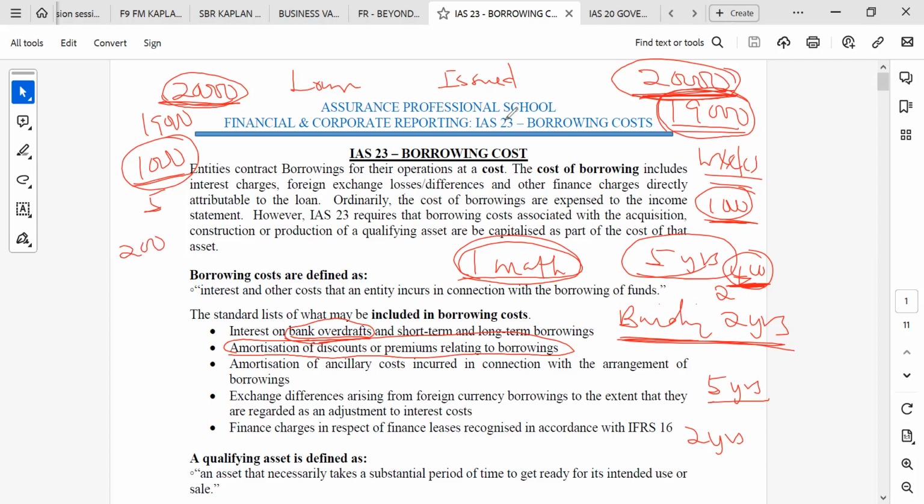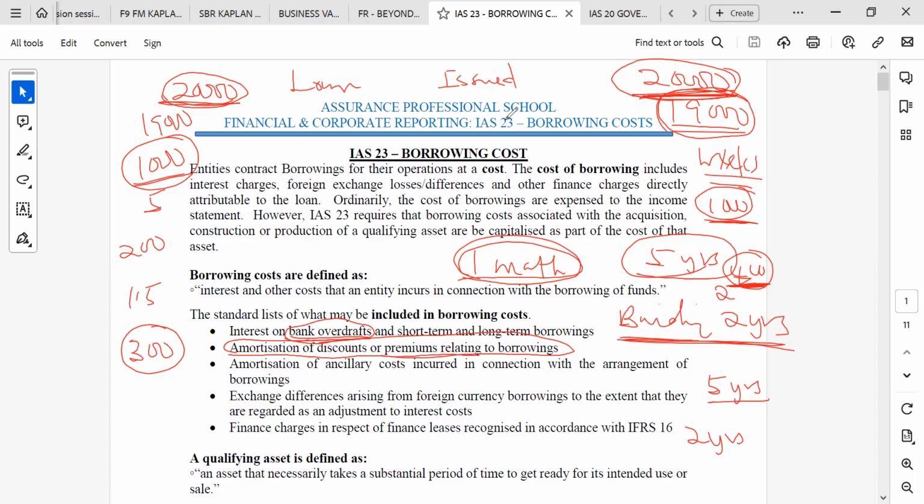So the question is, how long would the asset take to be ready for use? So if the asset will take 1.5 years, it means that we are going to be adding 300 to the initial cost of the asset. We amortize the discounts and either add or subtract depending on who is incurring the discounts.